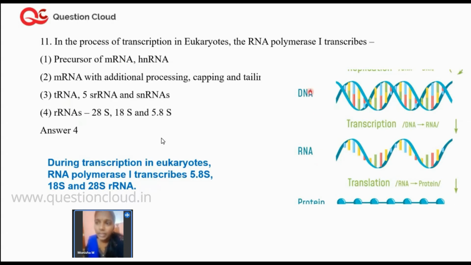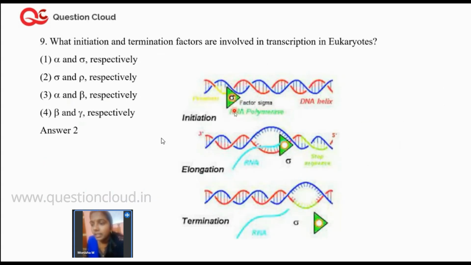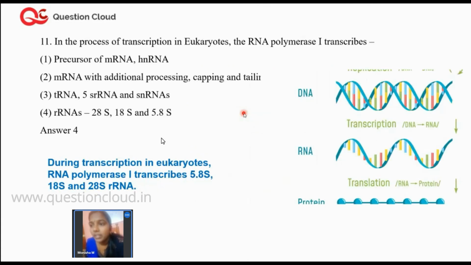In this step, the enzyme used for converting DNA to RNA is called RNA polymerase. Let me go back to this picture. Here, the green color that you see is nothing but RNA polymerase. RNA polymerase is an enzyme which creates RNA molecules. So in this question, RNA polymerase transcribes which of the following components? Here the right option is rRNA with 3 subunits, that is 28S, 18S and 5.8S.